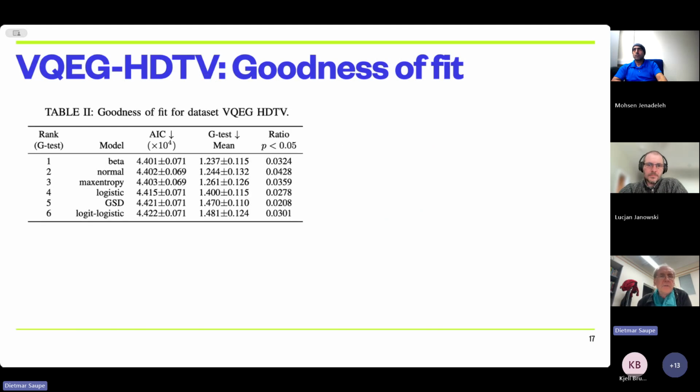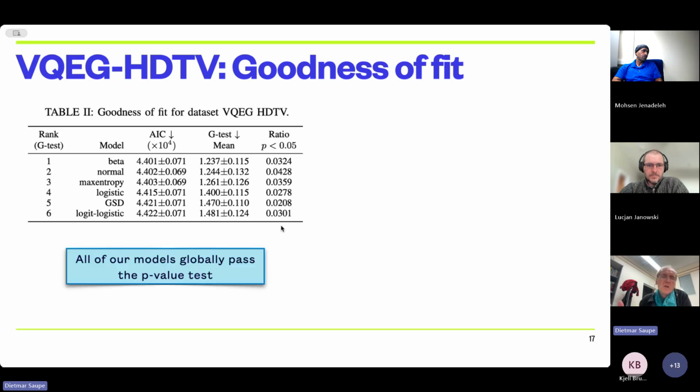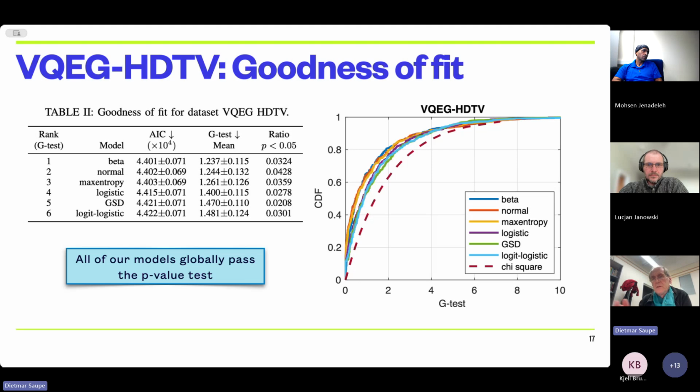How does it look for the VQEG HDTV? So here we have the same table as before. Again, the ranking, and this time it's not the logistic that is at the top, but all of these models are good. See, all of the percentages are below 0.05. So this means all the models here globally pass the p-value test for VQEG HDTV. So they're all statistically valid. And this is the curve for it. So they're all above the line for the chi-square distribution. So that's a good result for the models that we have.